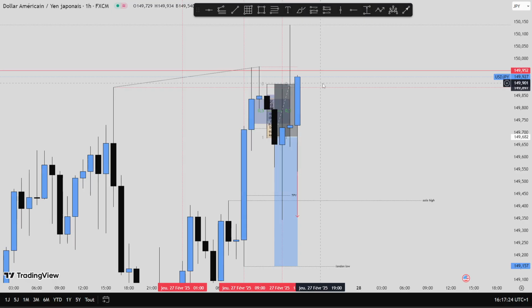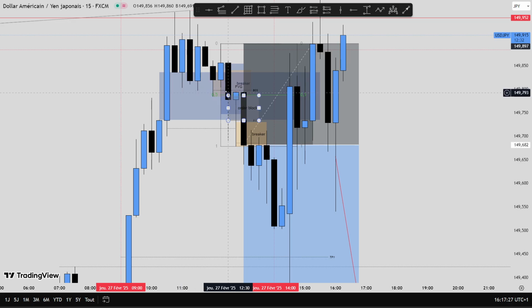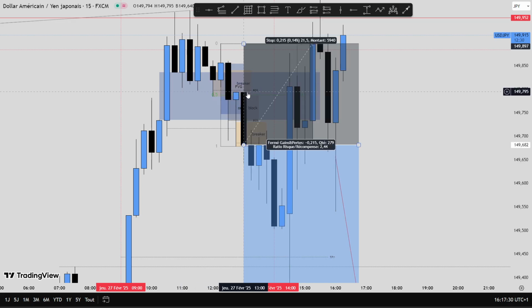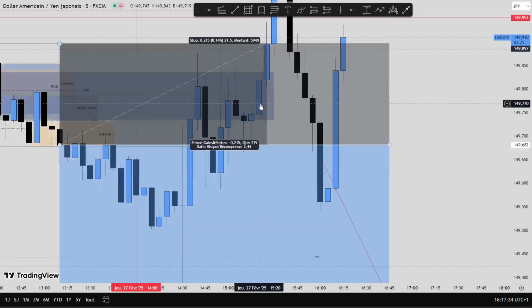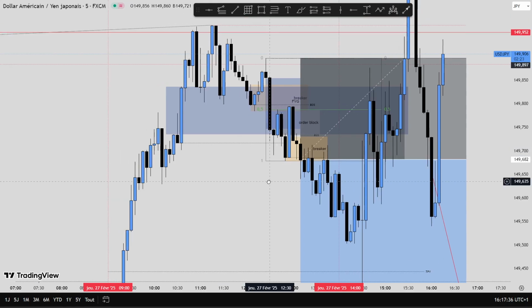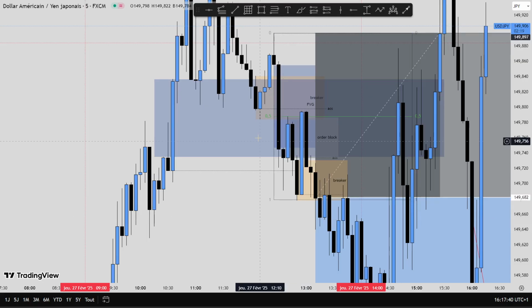So I scaled down to the 15 minute. I was waiting for breaker structure. We got that breaker structure right here. I was waiting for a continuation confluence. I didn't end up finding a continuation confluence on the 15 minute, so I scaled down to the 5 minute. I was having this bearish breaker block and this bearish fair value gap.